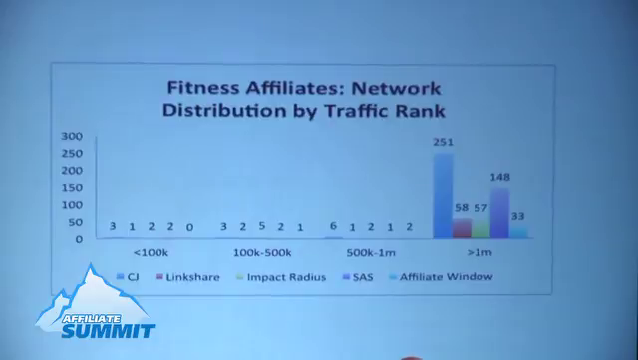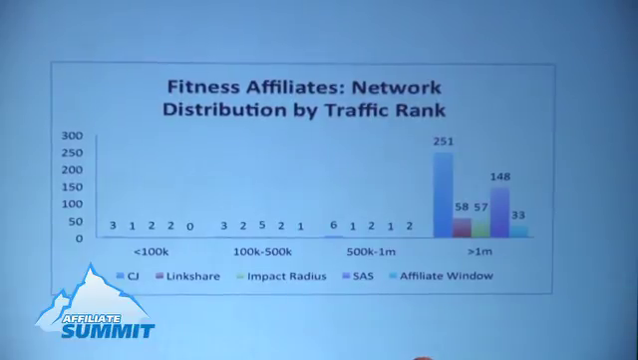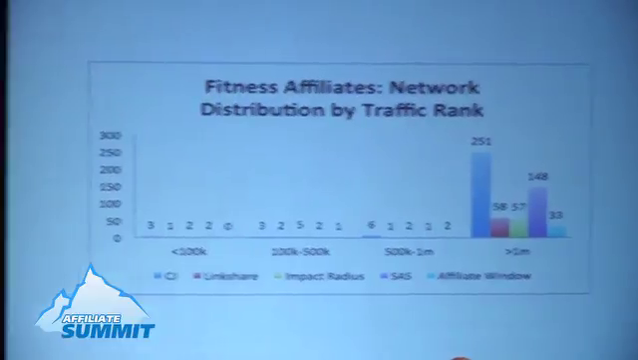And then finally, if you break a particular category down and start looking at it by network, you really start to see some patterns emerge in terms of where the brands are and where the affiliates are. And as you're putting together your recruiting strategy, you can use this to identify affiliates that become really important for you to recruit to your brand.